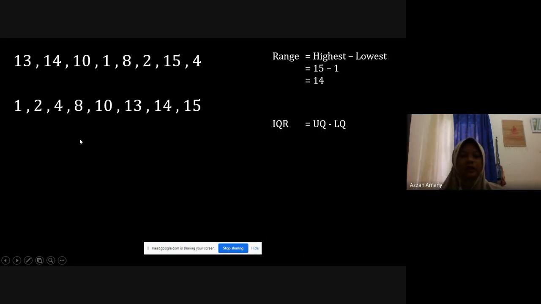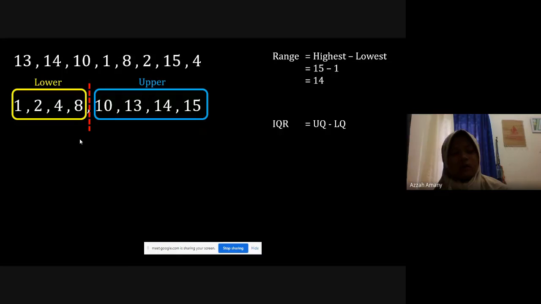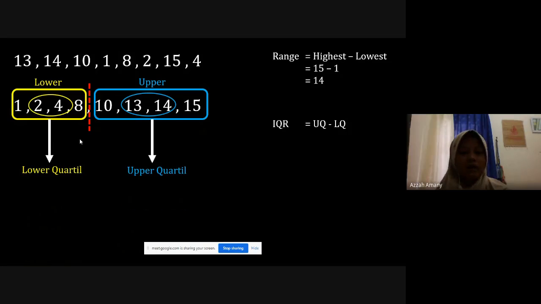To find the interquartile range, we must split the data into a half using the median. The median is between 8 and 10, like over here. Then we get 2 parts. The first is lower and the second is upper. Next, we should find the median of lower and the median of upper. The median of lower is called the lower quartile, and the median of upper is called the upper quartile.